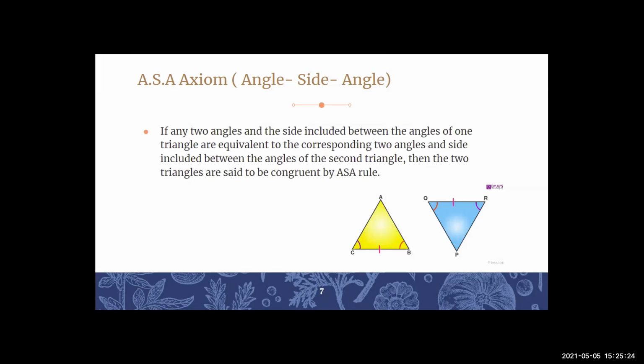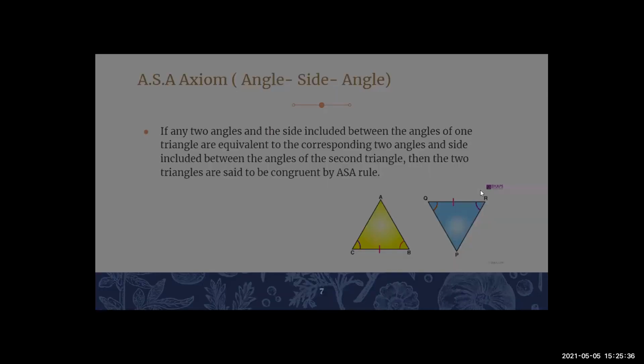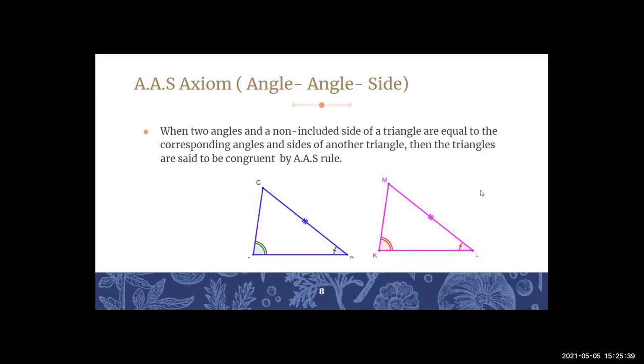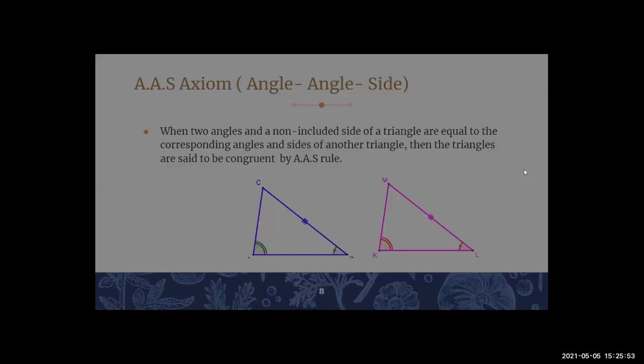Thirdly, we have the ASA axiom, which stands for angle side angle and means that we have two triangles where we know two angles and the included side are equal. And there's the AAS axiom, which stands for angle, angle, side, and means that we have two triangles where we know two angles and the non-included side are equal.